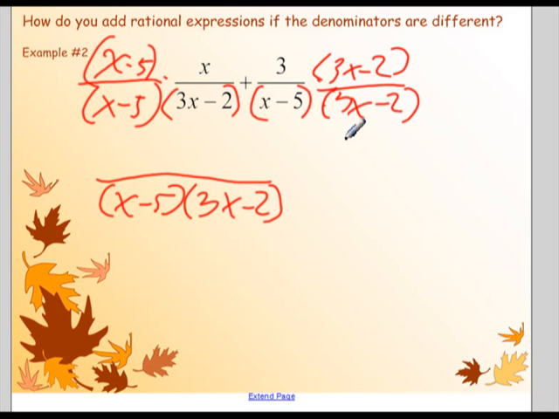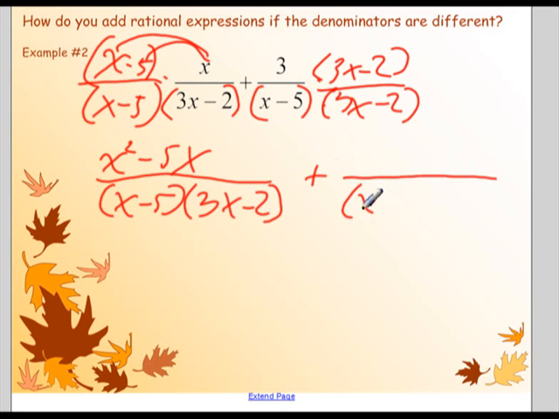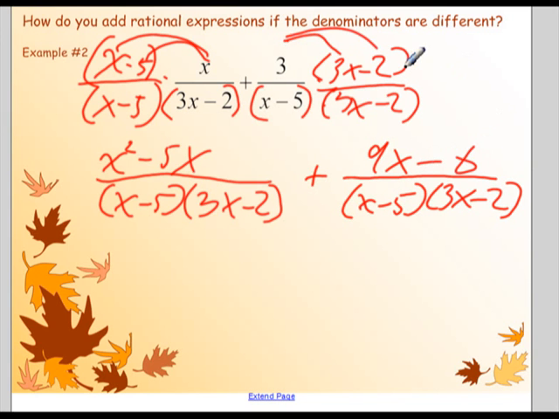So let's do that. On the top, on the left here, I have to distribute, so that's x squared minus 5x. And then over here, the right fraction, which is also all over that, we have 9x minus 6, because I have to distribute that 3. Now we can go ahead and add the numerators and keep the denominator. So we have x squared plus 4x, because I combine those like terms, minus 6.